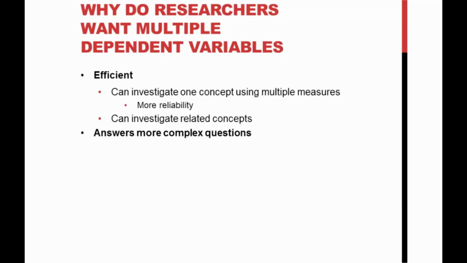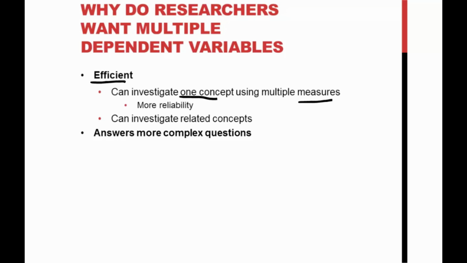Why would a researcher want to have more than one dependent variable? Well, it's certainly an efficient use of time. If you've gone through all the effort to design a study, to do your literature review, to create your hypotheses, you can investigate more than one dependent variable pretty much without much effort at all. In particular, you can investigate one concept multiple ways.